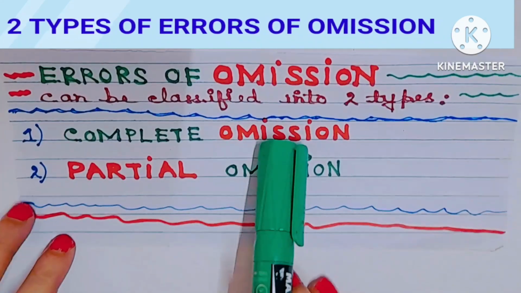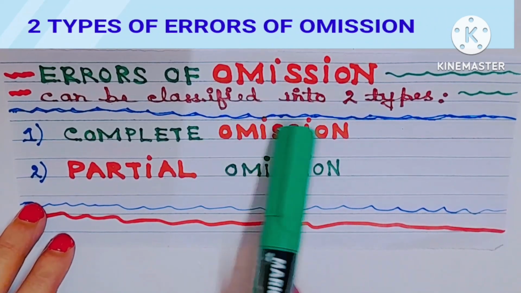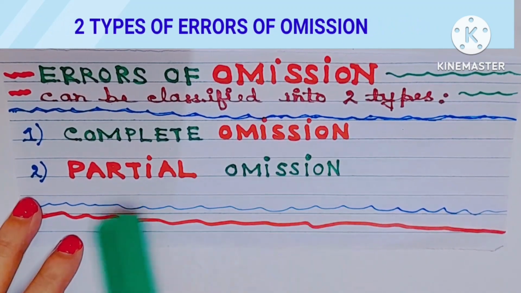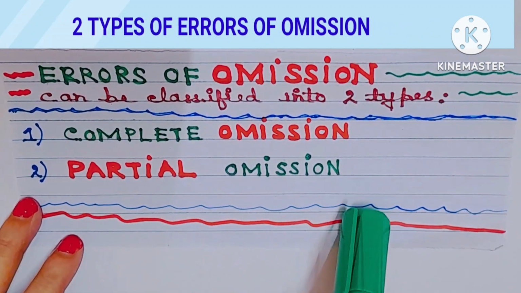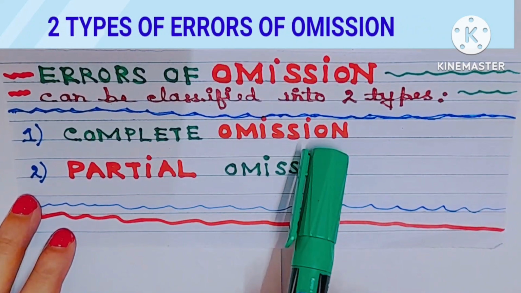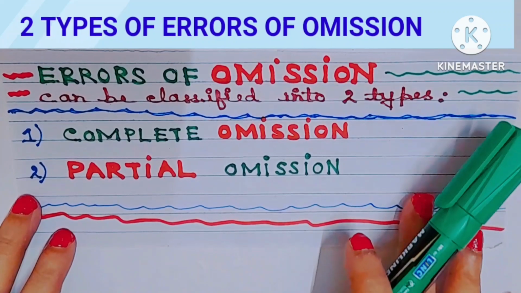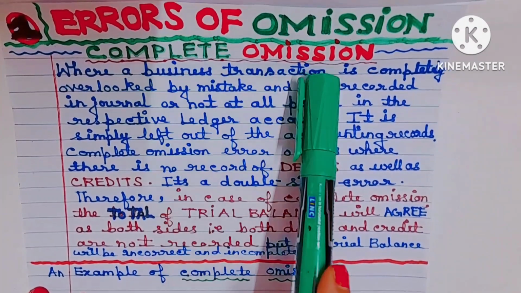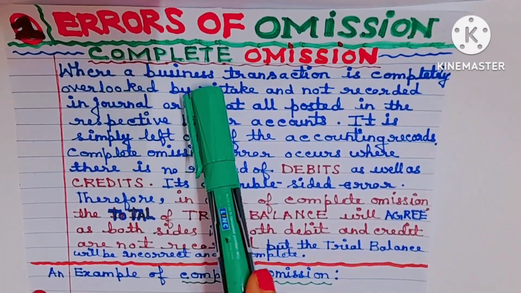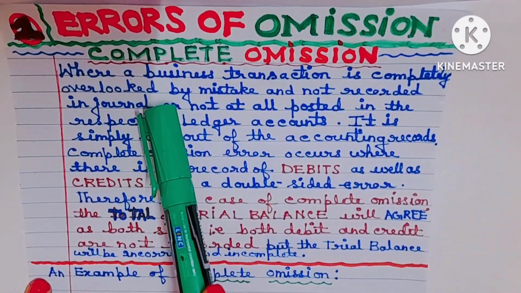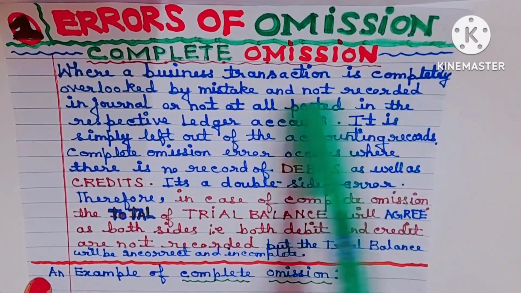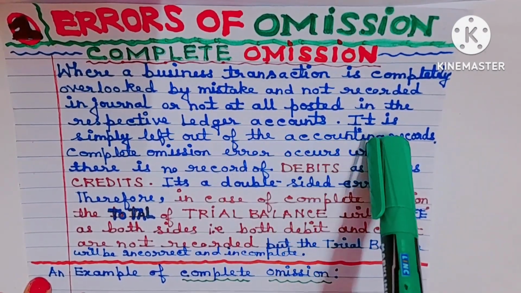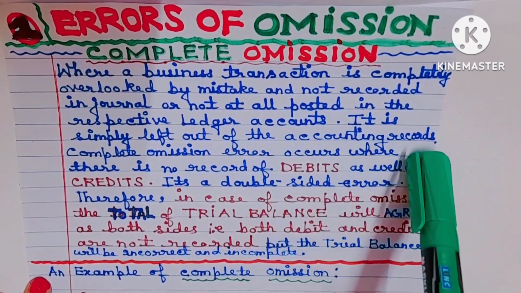Okay? Now, errors of omission can be classified into 2 types. Number 1, errors of complete omission. Number 2, errors of partial omission. Now, what is complete omission? Let me make you understand with the help of an example. Complete omission or errors of complete omission, where a business transaction is completely overlooked by mistake and not recorded in journal or not at all posted in the respective ledger accounts. It is simply left out of the accounting records.